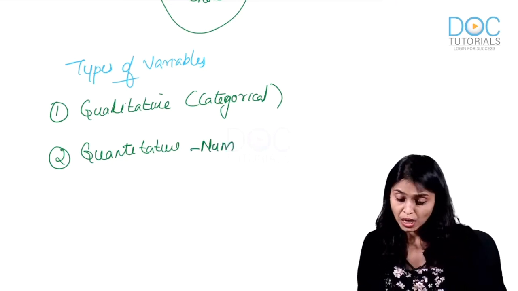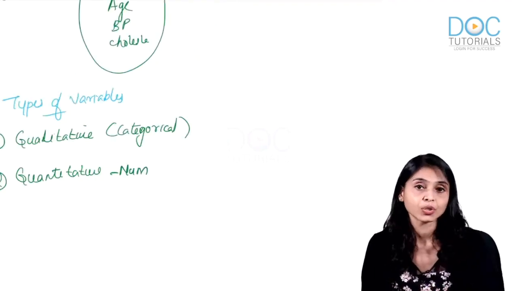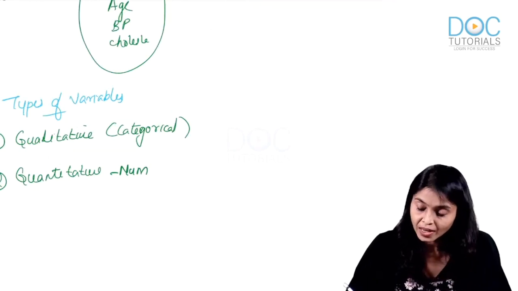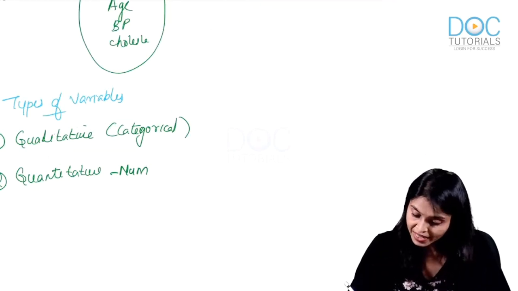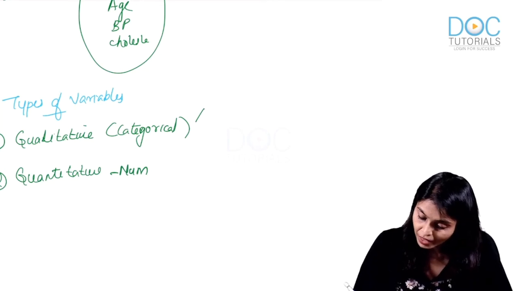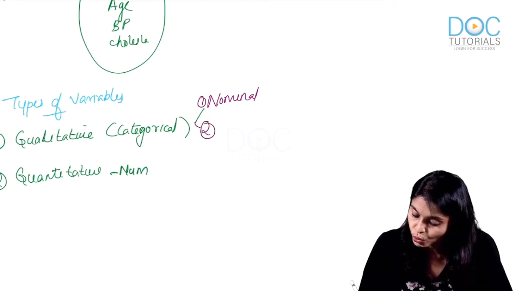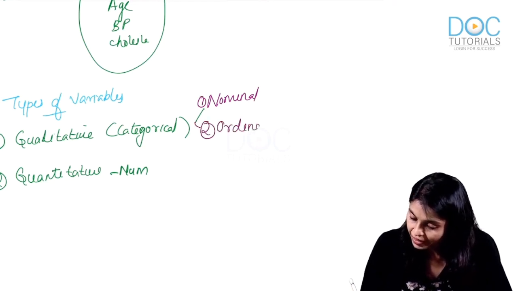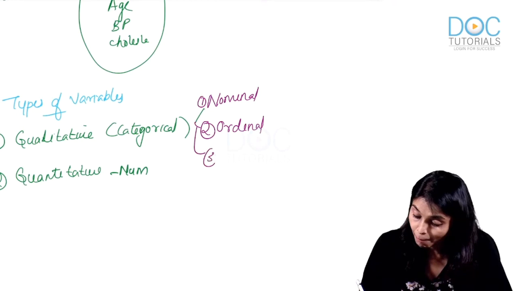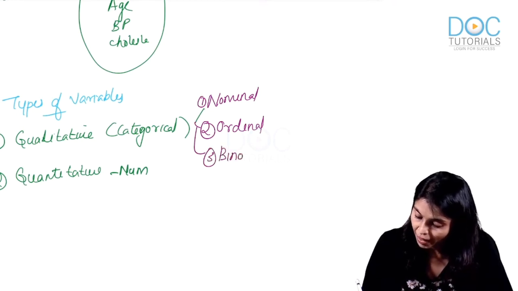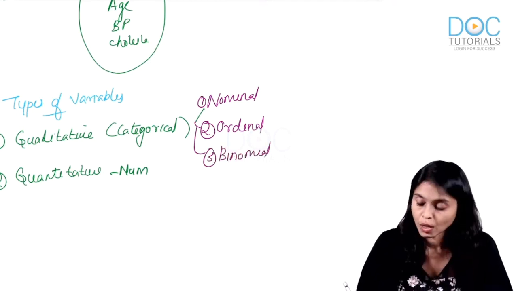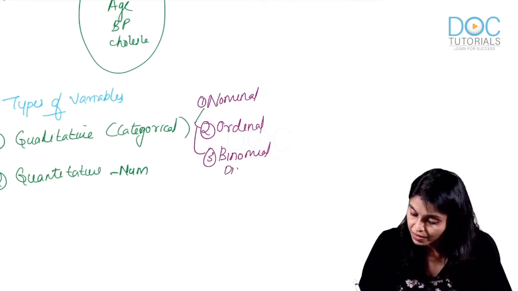Okay. Now, qualitative is again divided into three, which is very important. Let me write 1, 2, 3. 1, nominal. 2, ordinal. 3 is binomial, also known as dichotomous variable.